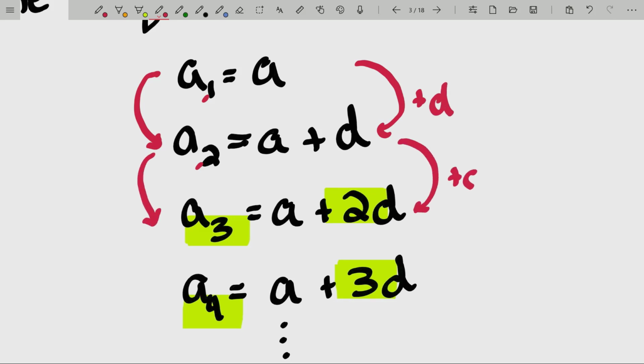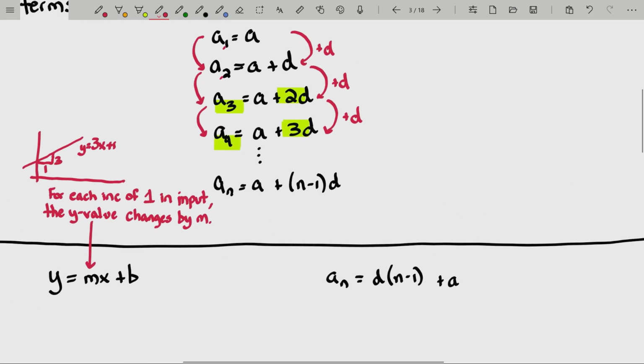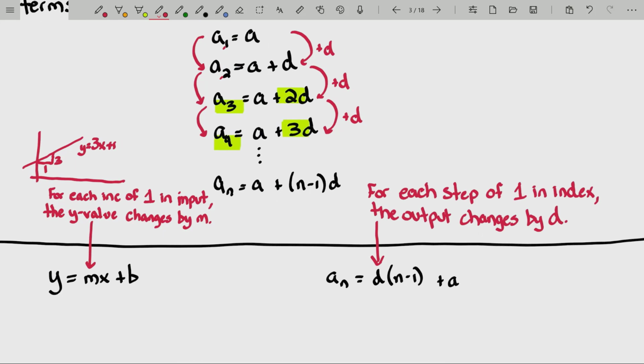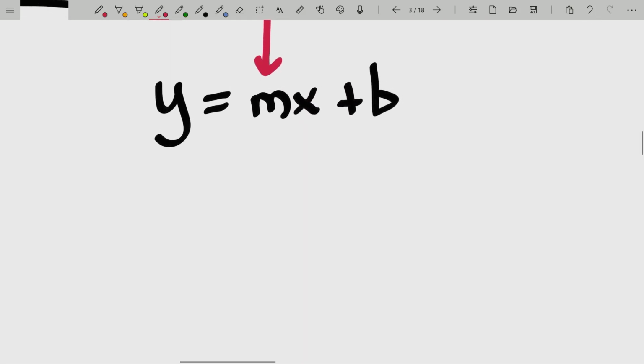The output is always increasing by the same number every step of the way. So this very much has like a slope addition property as well. And in fact, I'll go ahead and write that right here. For each step of 1 in the index, the output changes by d. So you can see there's a strong similarity there. Also, note with a linear function, if you were to let x equal 0, so y of 0 is equal to, you would get b.